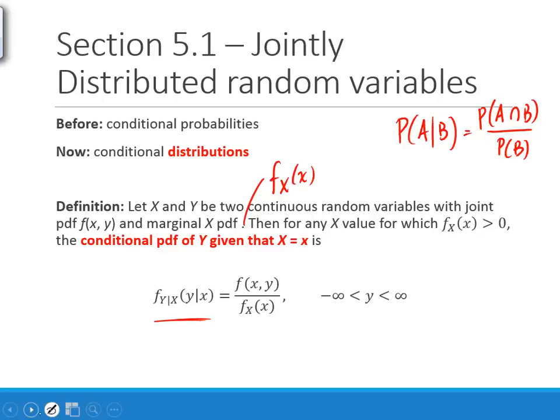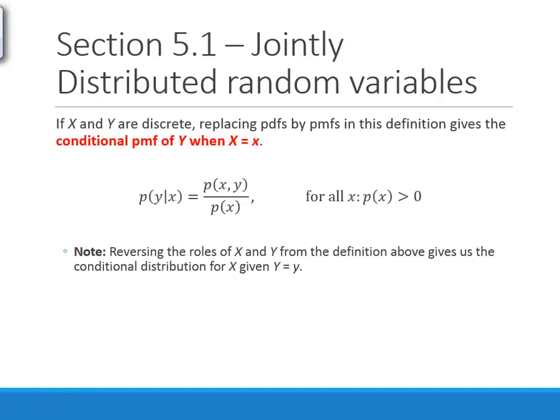A similar thing holds for two discrete random variables. The conditional PMF of y given that x equals lowercase x: again, I take a joint probability and divide by a marginal probability. And that's okay as long as the denominator is not zero. So just a little caveat there.